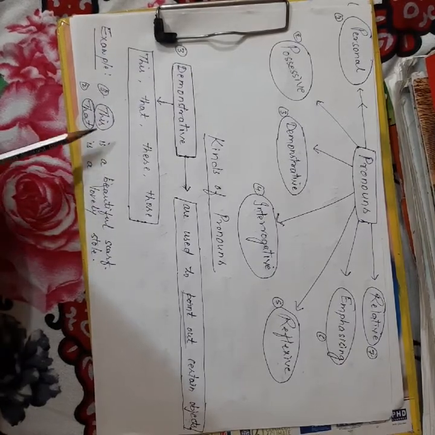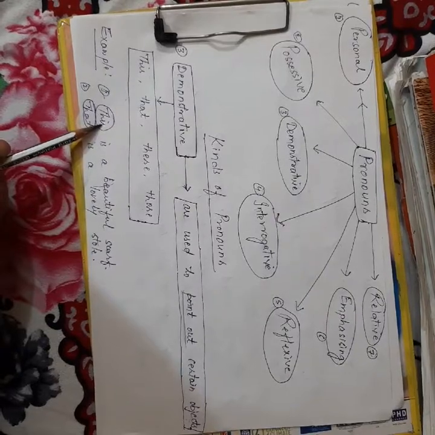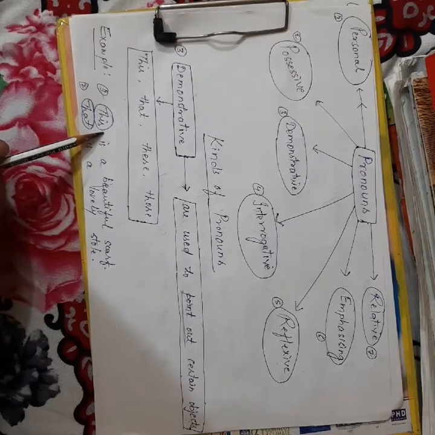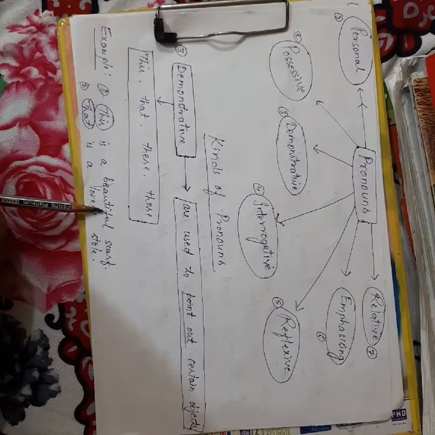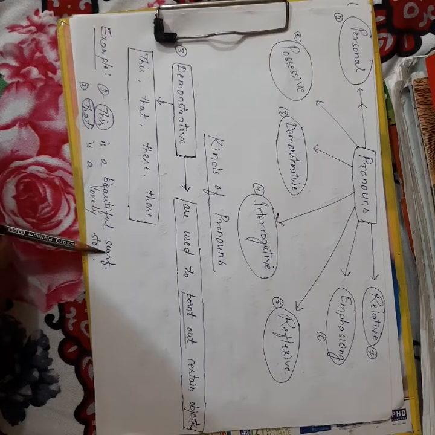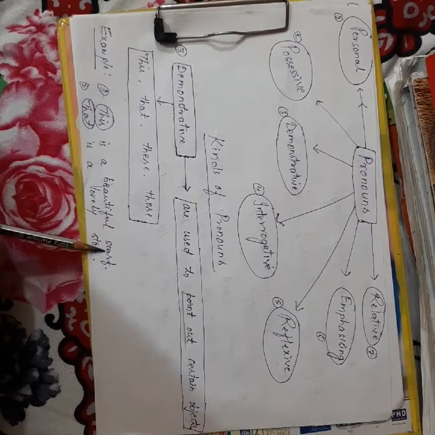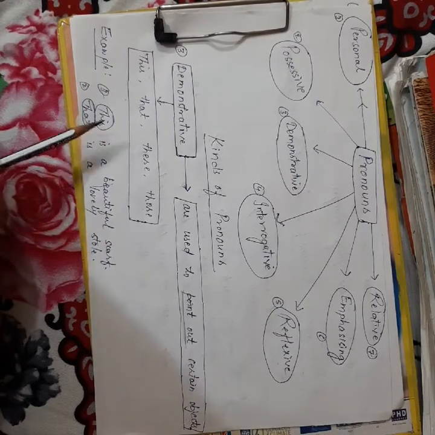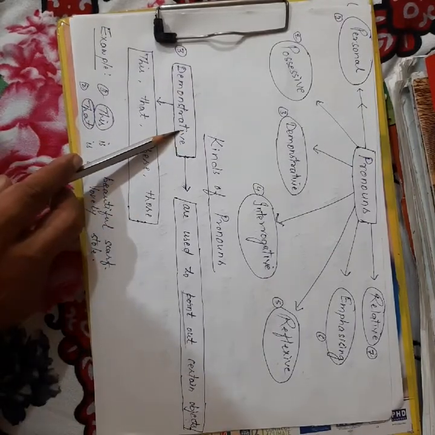So here this is used as a pronoun, and here in this sentence this is pointing out an object. And what is the object? Object is here scarf. So this is pointing out a scarf, an object. That is why in this sentence this is your demonstrative pronoun.